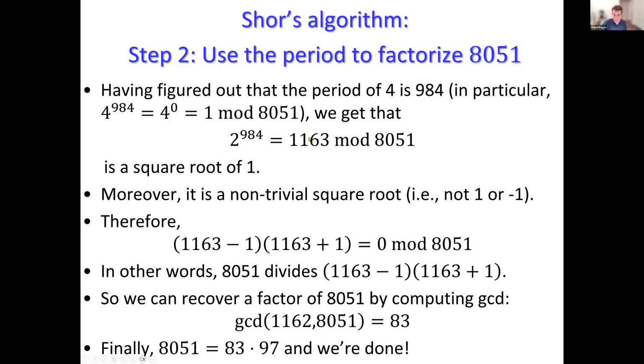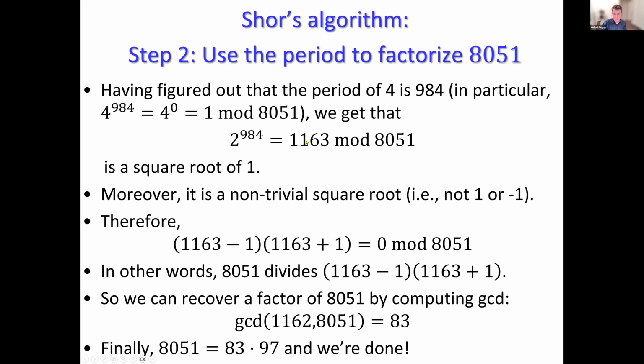It's not 1. It's not minus 1, right? It's 1163. It's not 1 or minus 1 modulo 8051, which means that this is a non-trivial square root of 1. And once you have a non-trivial square root of 1, you're done. This is, again, well known in number theory, and let me show you why. Because if you write down 1163 minus 1 times 1163 plus 1, right? So now expand, and this is going back to Carl Pomerance's insight from that high school contest. If you expand this, you get 1163 squared minus 1.